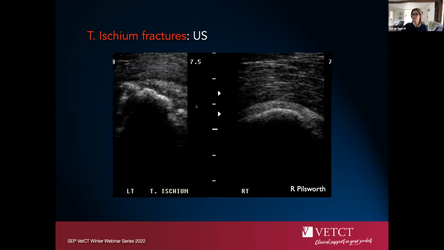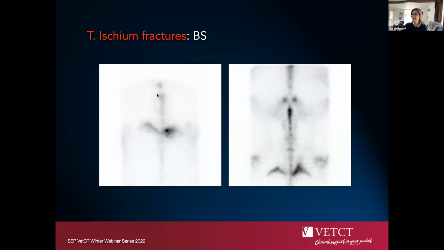Tuber ischium fractures are a perfectly good ultrasound diagnosis, so you can again usually detect these clinically. You can see the difference between the normal side on the right here, that's the tuber ischium here, and the very irregular and displaced bone surface here.